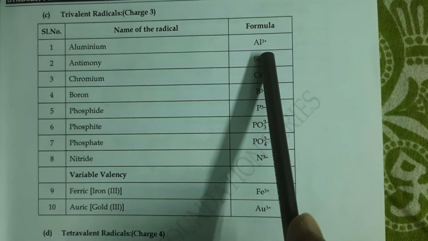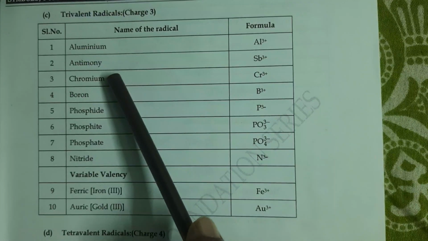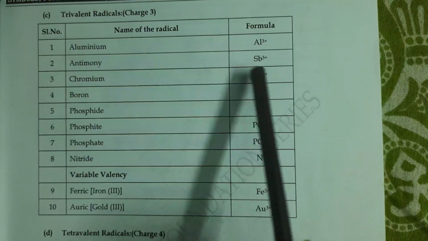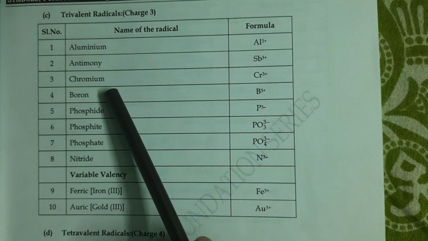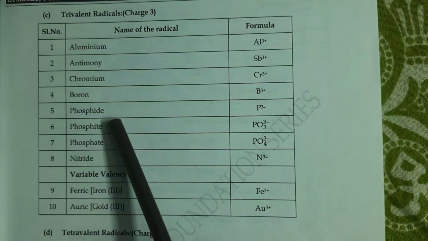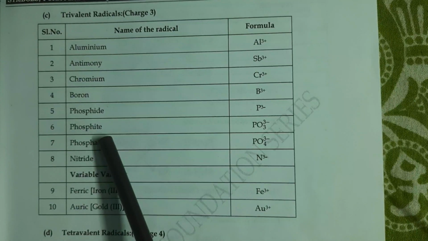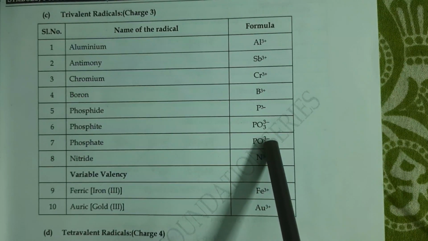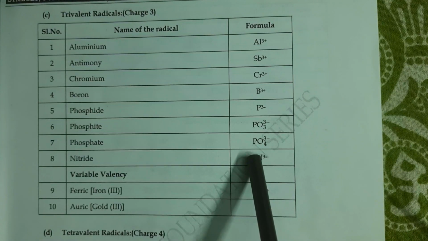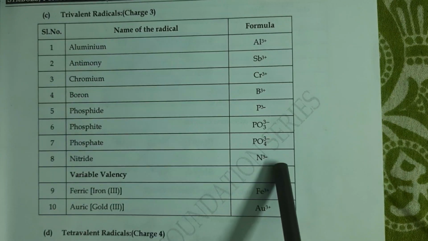Losing electrons means it will become a cation. Aluminum Al3 plus, this is a cation. Antimony Sb3 plus, also a cation. Antimony is stibium, its other word. Chromium Cr3 plus. Boron B3 plus. Phosphide P3 minus, it is an anion. Phosphite PO3 3 minus, a group of atoms. Phosphate PO4 3 minus. Nitride N3 minus.